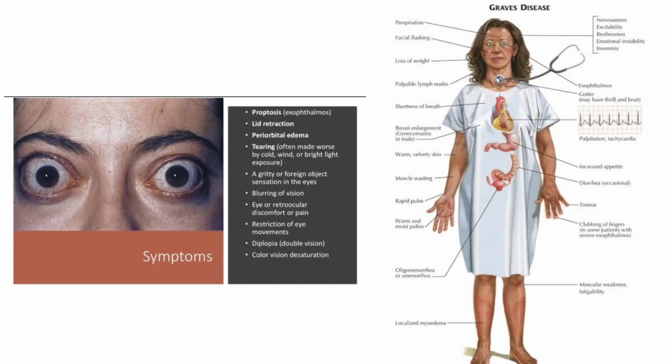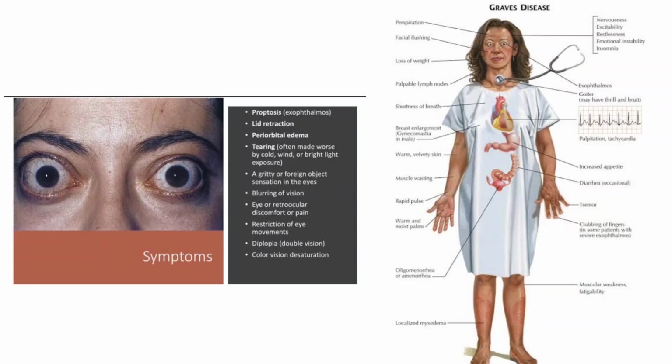You can see proptosis, which is exophthalmos. There is lid retraction. Usually the upper lid covers till the margin of the pupil, but here there is lid retraction, that is the upper lid is going backwards, and periorbital edema can be seen. Tearing is often made worse by cold, wind, bright light exposure. There can be a gritty or foreign object sensation in the eyes. There is blurring of vision, eye or retroorbital pain, restriction of eye movement, diplopia or double vision, and color vision desaturation. So there is one classification system that we use for Graves' disease, and this is the Werner classification system.